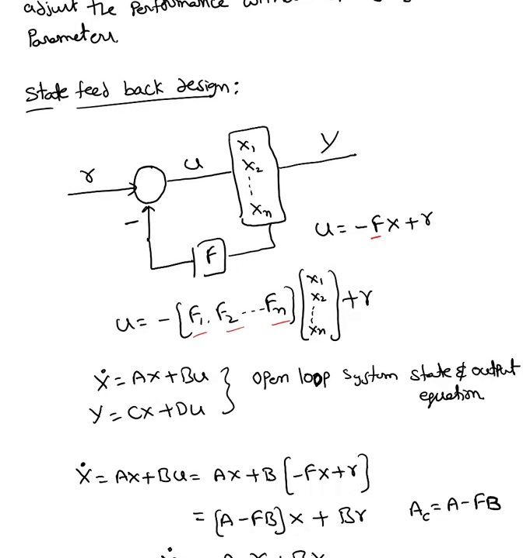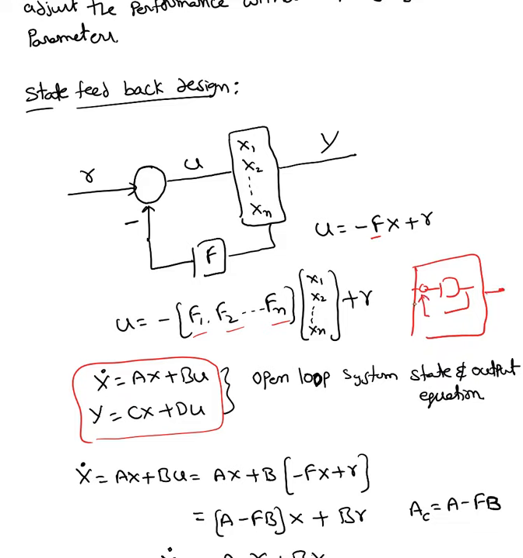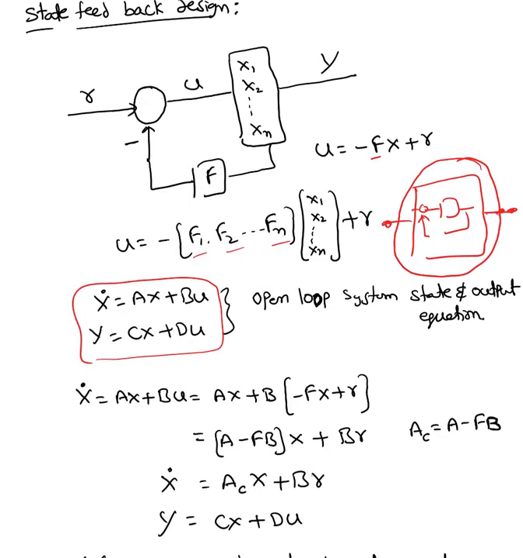Now say x dot equal to ax plus bu, y equal to cx plus du. Those are the open loop system state equation and output equation for a given system. Assuming that's an open loop system. It could be a closed loop system too. I don't care what is there inside this box. Inside this box, it could be a closed loop system, but I don't care about this. All I'm seeing is, here is my output, here is my input. So I'm taking that as an open loop system. Now I'm designing feedback to this system.